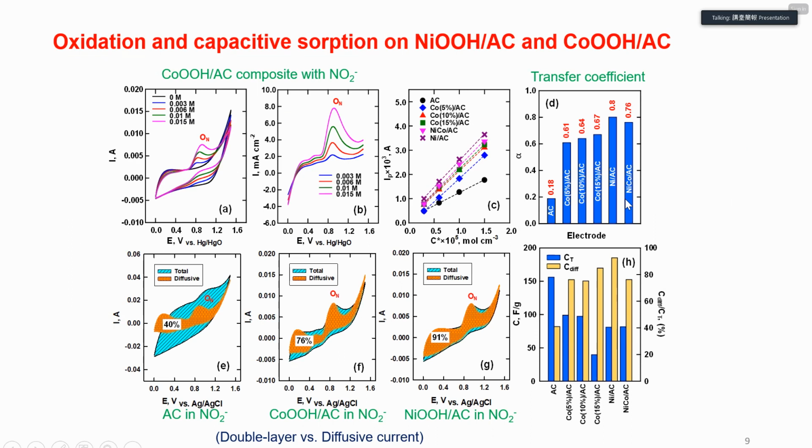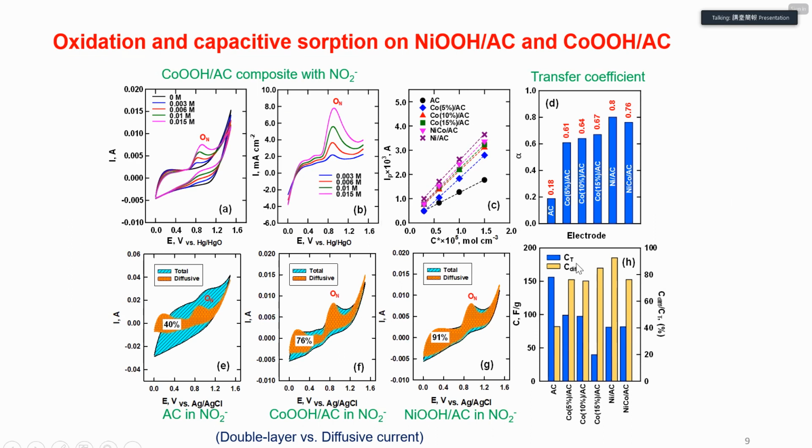So also we calculated the diffusion current's contribution to the total capacity. You see, although the composite has very low capacitance, because after combination of these two materials the porosity will decrease, the diffusion current contribution to total capacity is greatly improved on this bimetal and carbon composite.